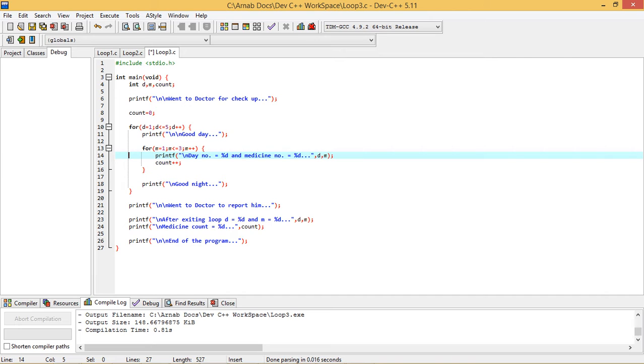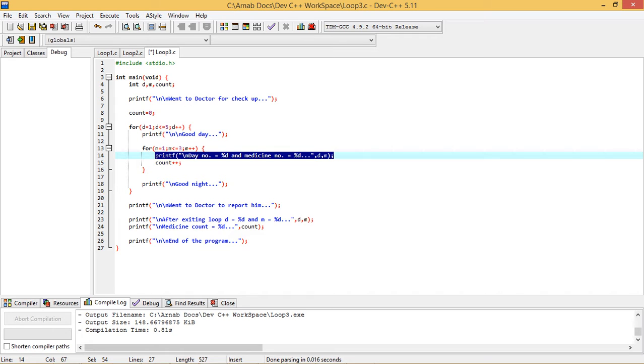or tablets. Okay, so medicine is equal to 1, medicine less than equal to 3, and medicine plus plus. So here M stands for medicine. So for M is equal to 1, M less than equal to 3, and M plus plus. That means I'm supposed to take 3 medicines per day. So here I'm printing the day number and the medicine number accordingly.